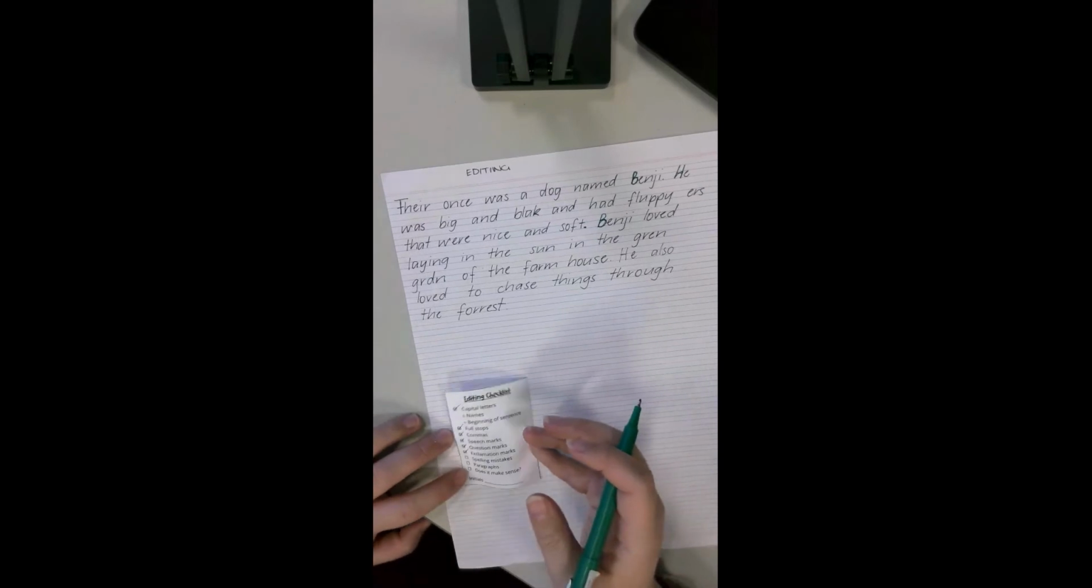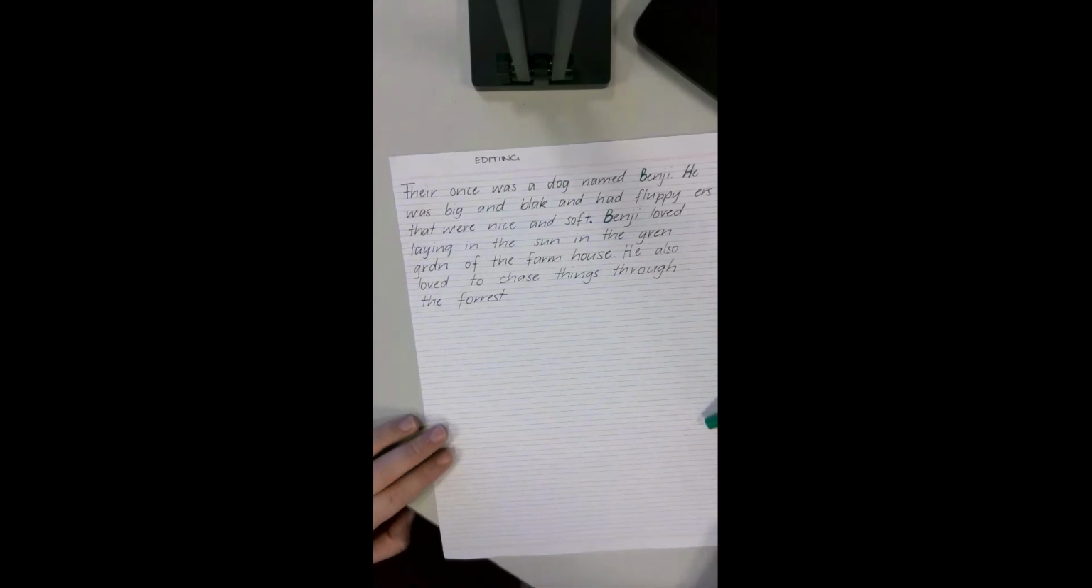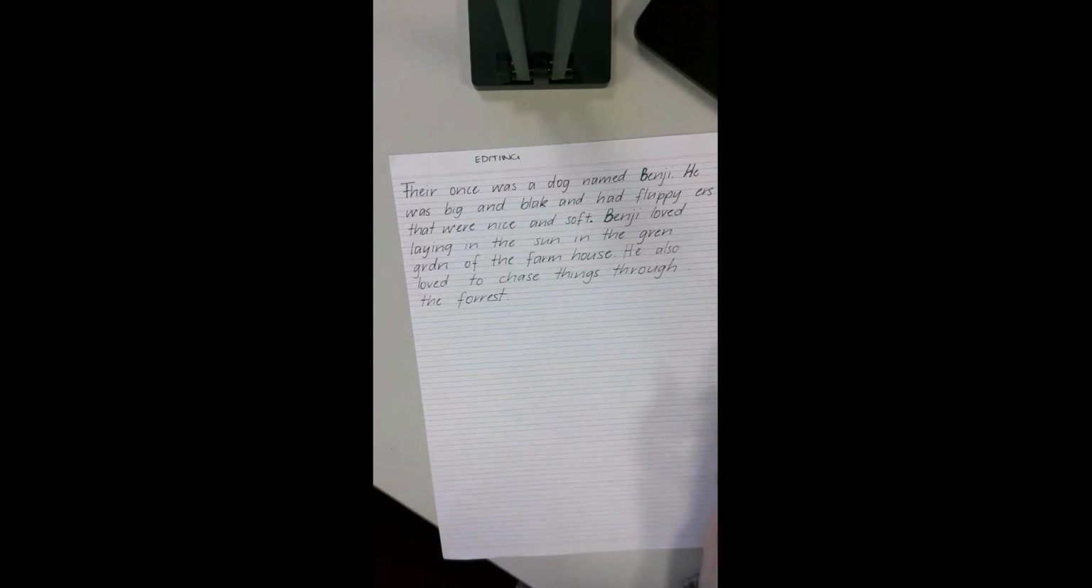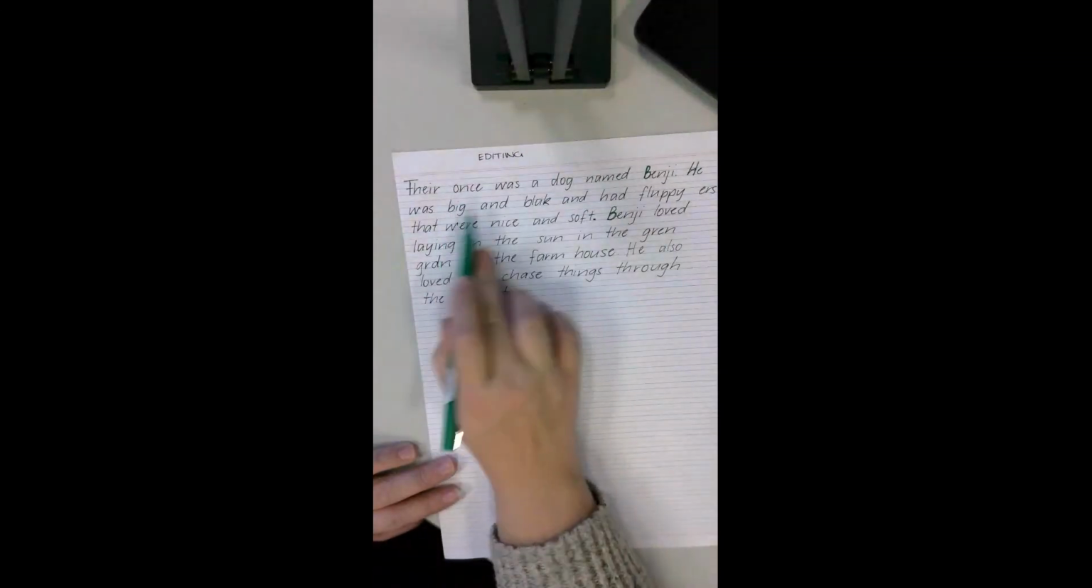Any spelling mistakes. Now this one we can use a few strategies for. Most of you should already have your sight word knowledge and be able to spell words like and, big, was and are.